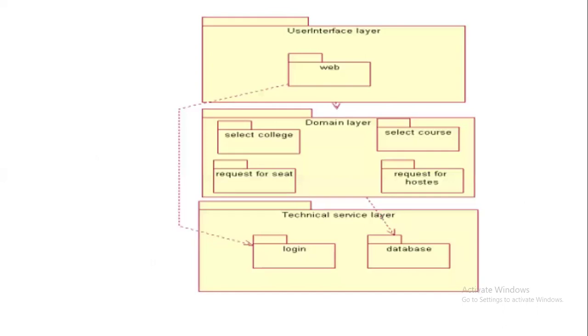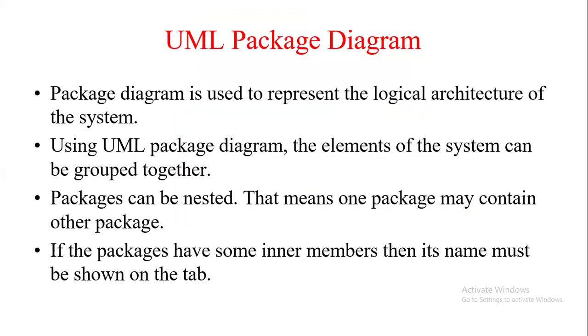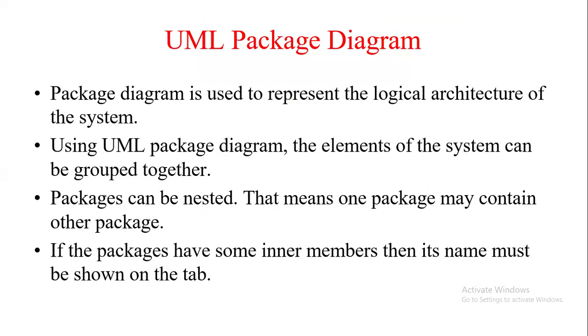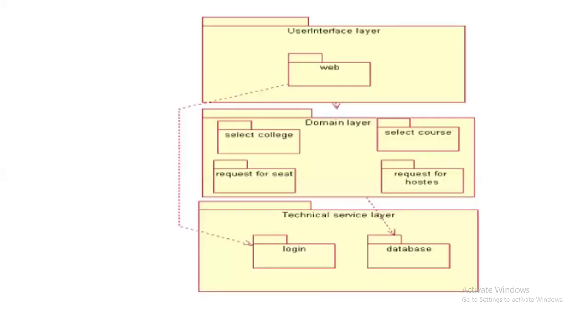So here is the example for the package diagram. Here the user interface layer has a component called web. Next, the domain layer has packages called select college, select course, request seat, and request for post. And there is another one, the technical service layer, which has login and database. Each may have interlinks.